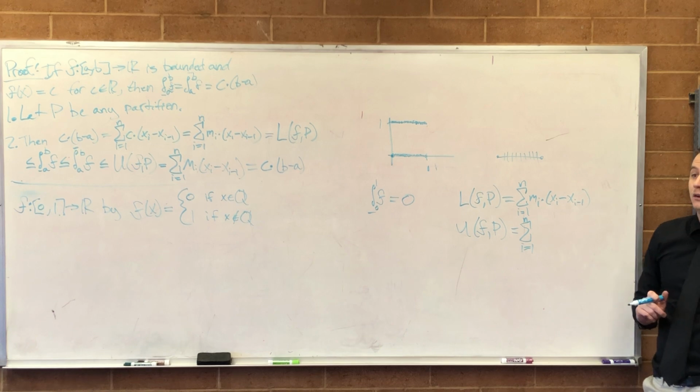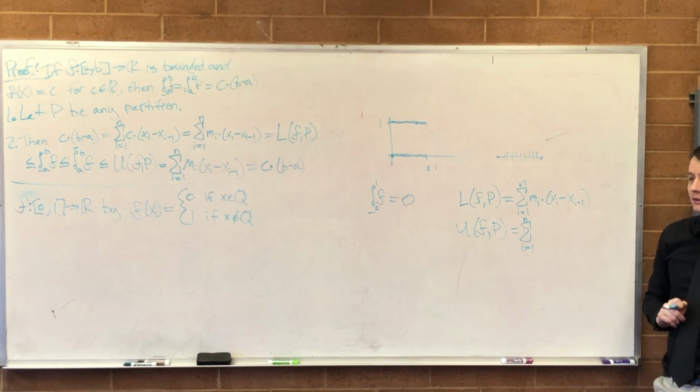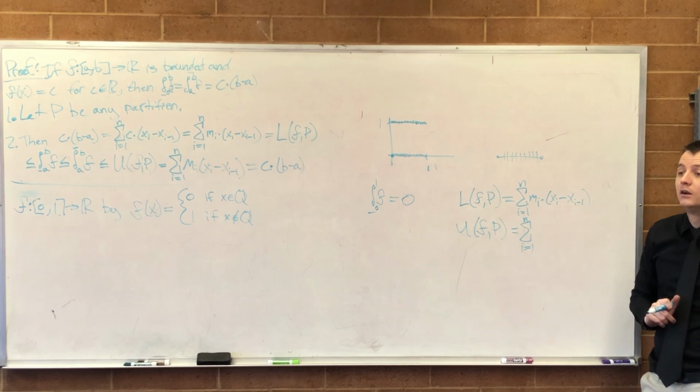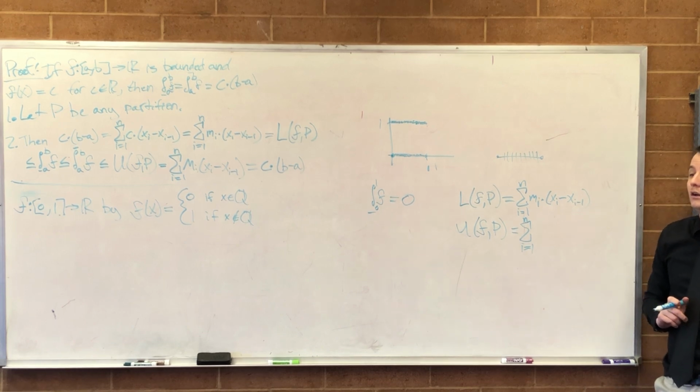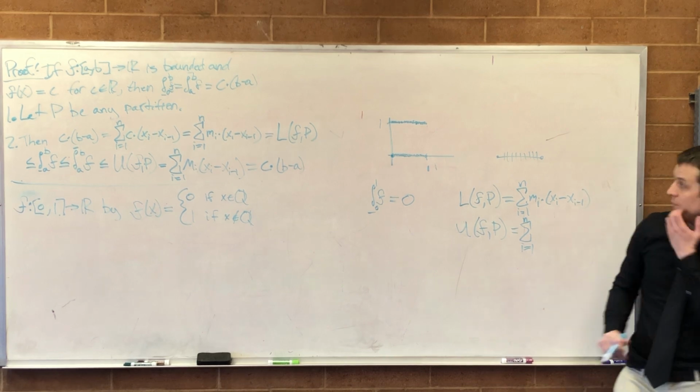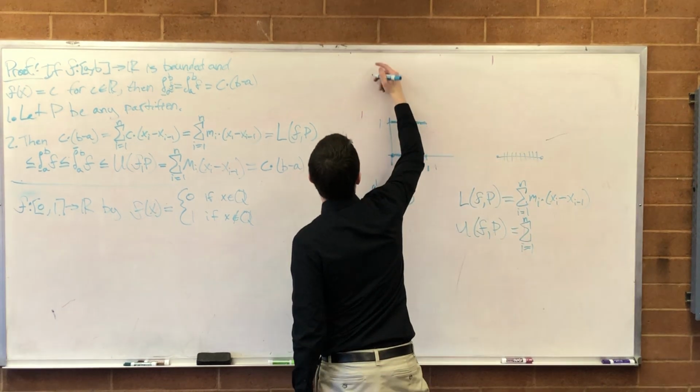But if all the points that aren't 0 or 1 are irrational, then wouldn't the Darboux sum for each of those be up at 1? Now, I'm missing something. Let's look at a really concrete example.